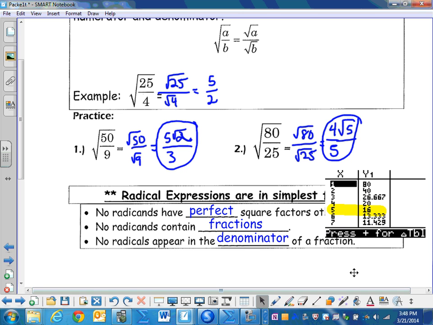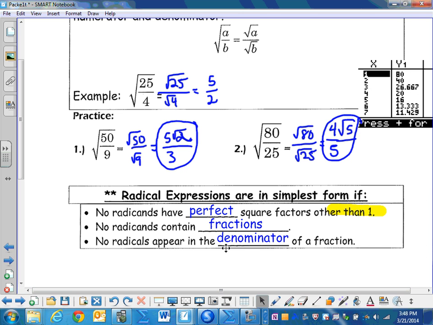So radical expressions are in simplest form if no radicands have perfect square factors other than 1, no radicands contain fractions, and no radicals appear in the denominator of a fraction.